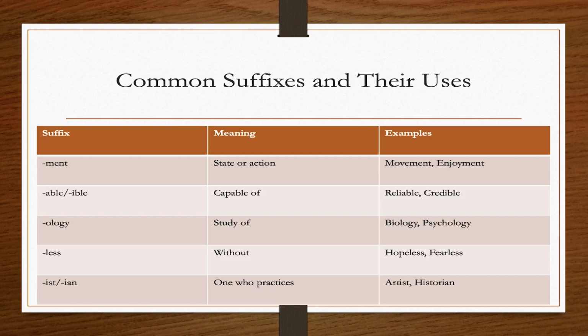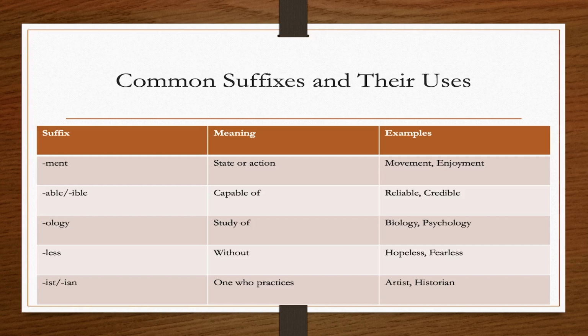Able, that is capable of. Reliable, credible. Third, ology, that is study of. Biology, psychology. Okay, so ology is a study of. So biology and psychology are two examples that are derived out of this suffix. Less, that is without. All right, hopeless, that is without hope. And fearless, that is without fear.